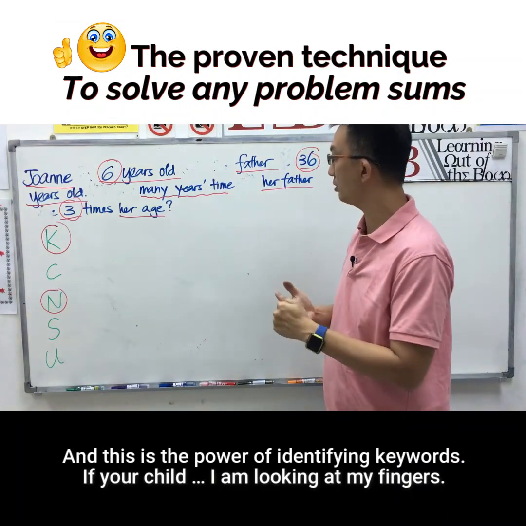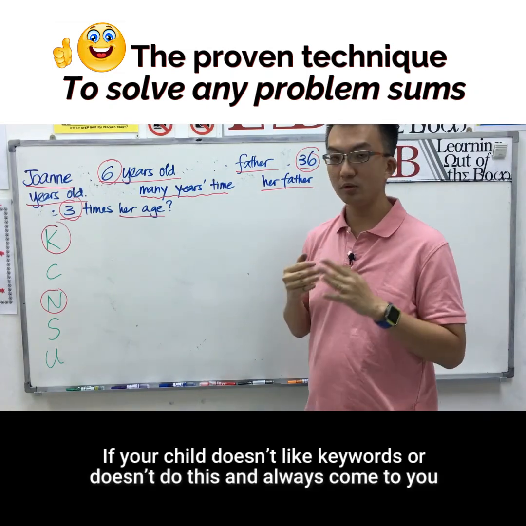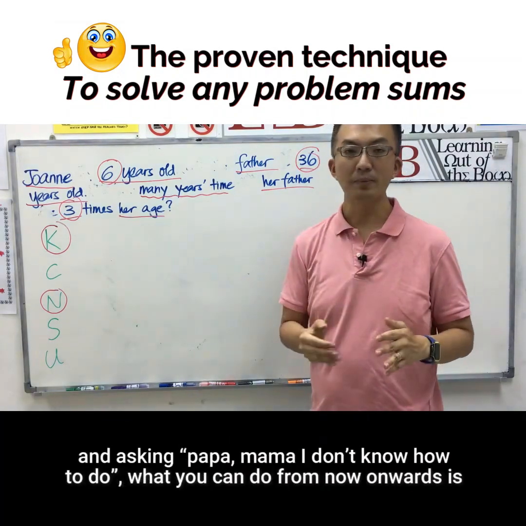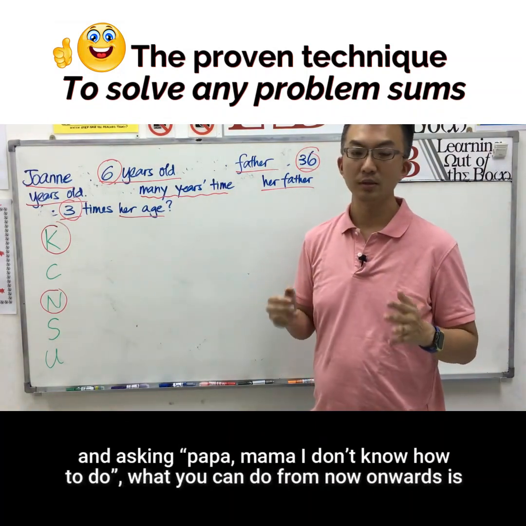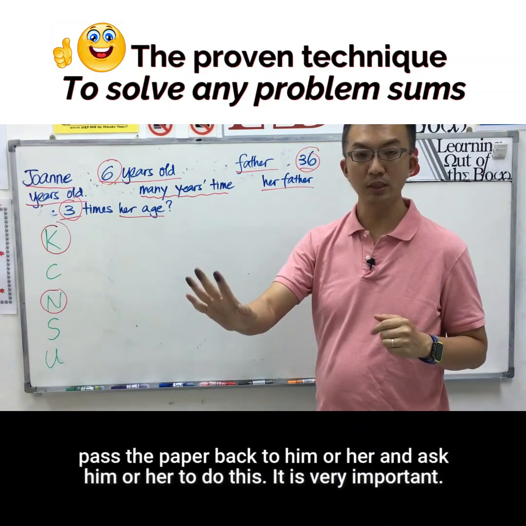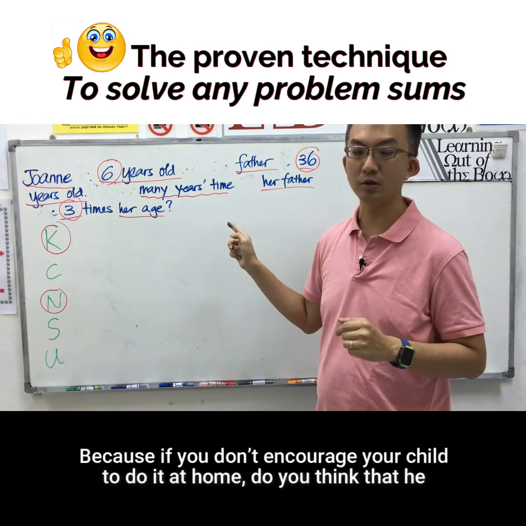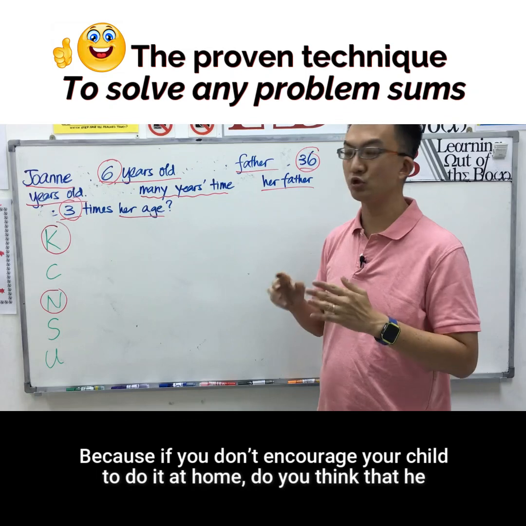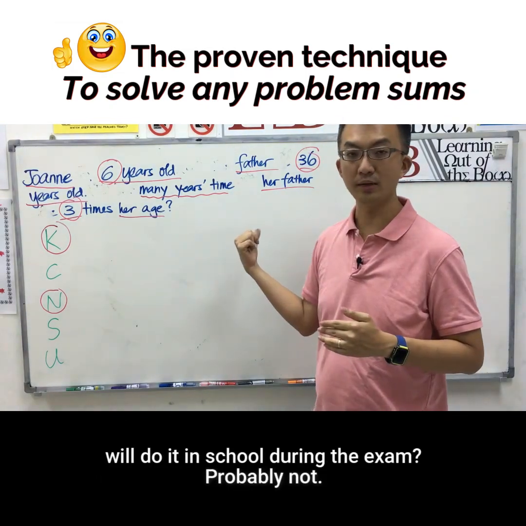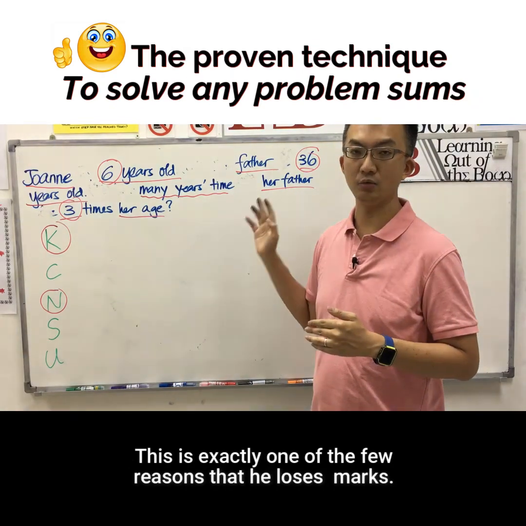So if your child doesn't highlight keywords or doesn't do this and always comes to you asking, Papa, Mama, I don't know how to do, what you can do from now onwards is pass the paper back to him or her and ask him or her to do this. It's very important, because if you don't encourage your child to do it at home, do you think that he'll do it in school during the exam? Probably not. And this is exactly one of the few reasons that he loses marks.